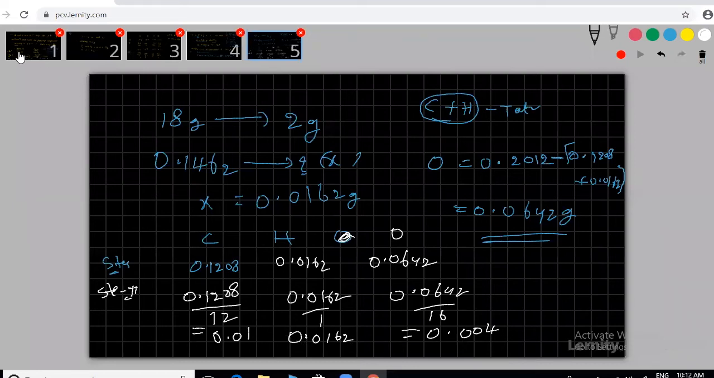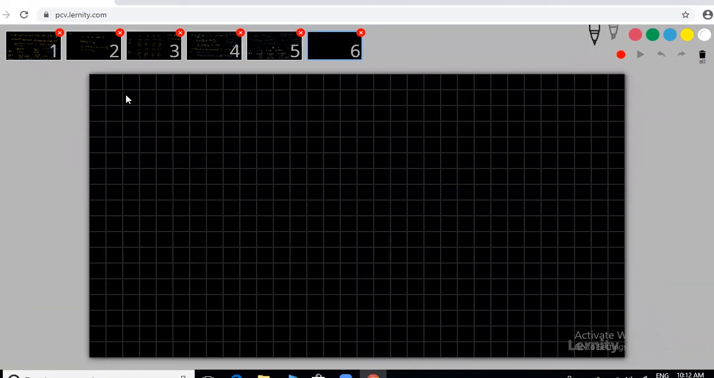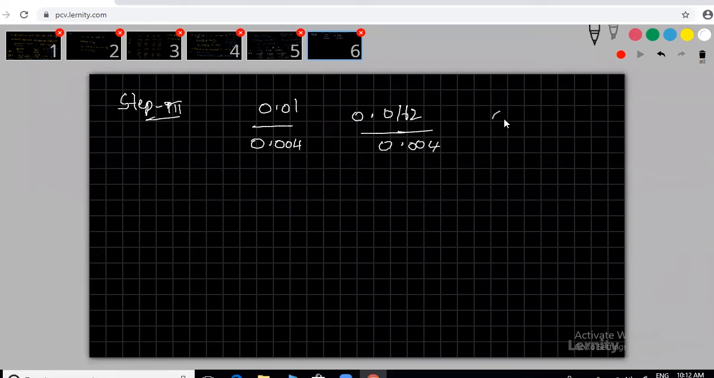That is step 3. Step 3 we are doing 0.01 by 0.004. Then 0.0162 by 0.004. 0.004 by 0.004, sir. Now what value are we getting here? 2.5. Is it correct? Then here we'll get approximately 4.05.